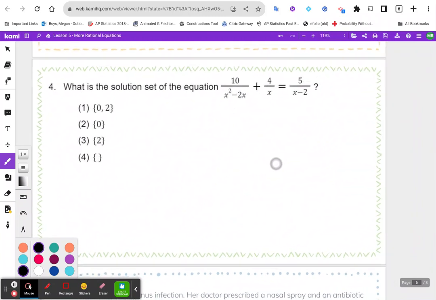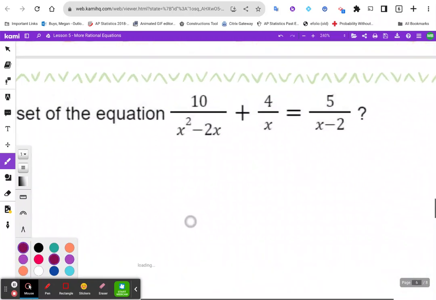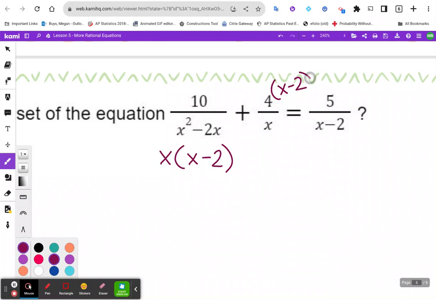Then with 4, what is the solution set of the equation here? So again, just like in the last one, let's just factor this first. I'm going to have an x and an x minus 2, meaning I'm going to multiply the middle term by an x minus 2, and I'm going to multiply the right term by an x.